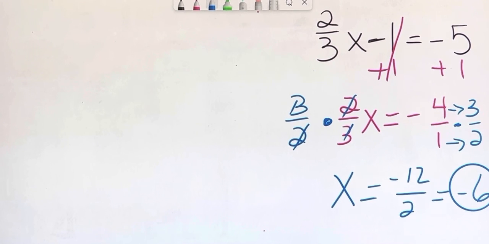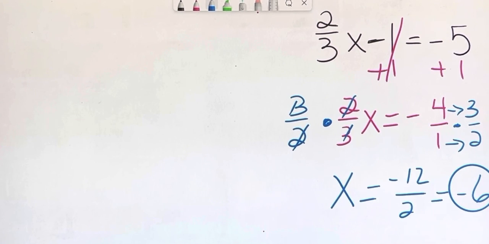Those are 2 different ways that you could get rid of that 2/3 multiplying by the x. So we can either divide by 2/3 or we can multiply by the reciprocal.